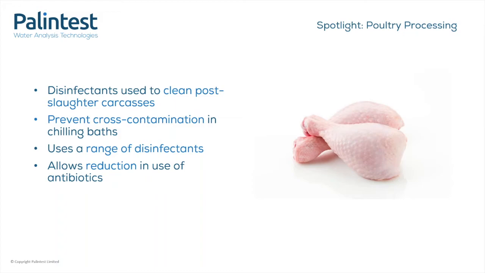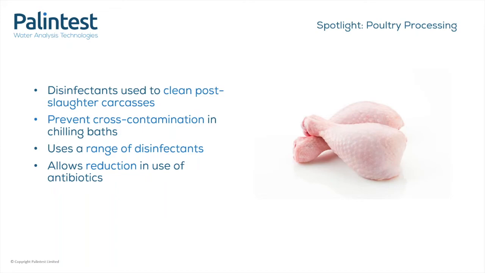There are two main areas that you'll find disinfectants in this process. The first is to clean carcasses immediately post-slaughter using a spray or dip bath. Secondly, an oxidizing residual is maintained in the chilling bath that is used to quickly bring the temperature of the chicken down to improve shelf life of the final product. This application can be found to use a range of different disinfectants, and chlorine dioxide and PAA are growing in popularity due to the advantages discussed previously.